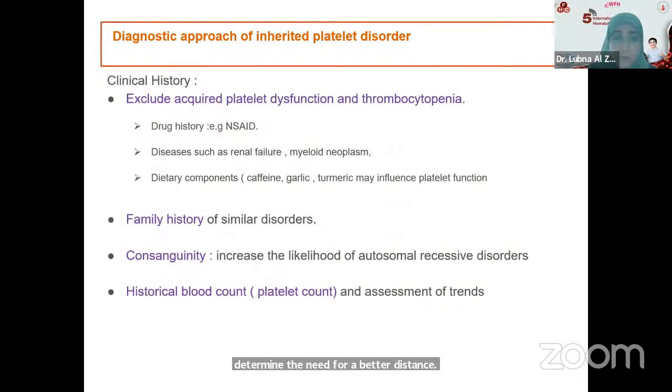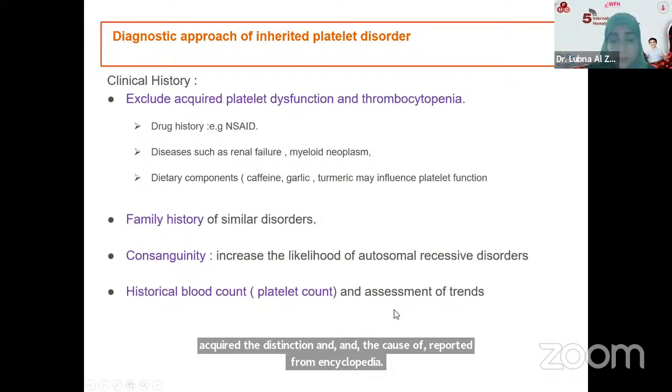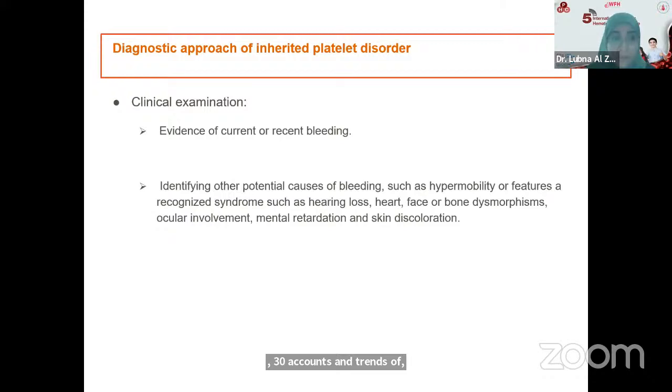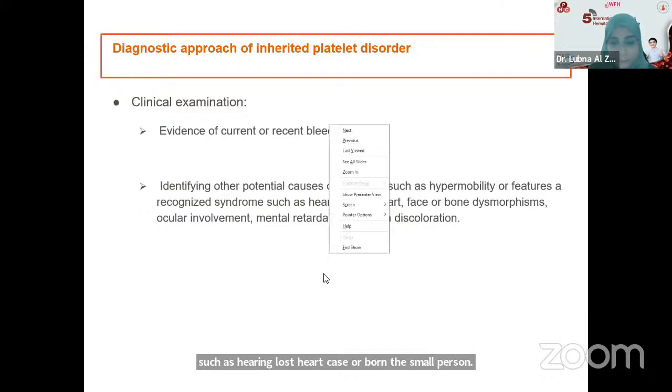While taking the history, it's important to exclude acquired platelet dysfunction and acquired causes of thrombocytopenia. Family history is important, as are consanguinity and historical blood counts, which means assessing previous CBC reports, platelet counts, and trends of these counts. On clinical examination, look not only for evidence of current or recent bleeding signs, but also identify other potential causes of bleeding or related features of recognized syndromes such as hearing loss, heart defects, bone dysmorphism or mental retardation.